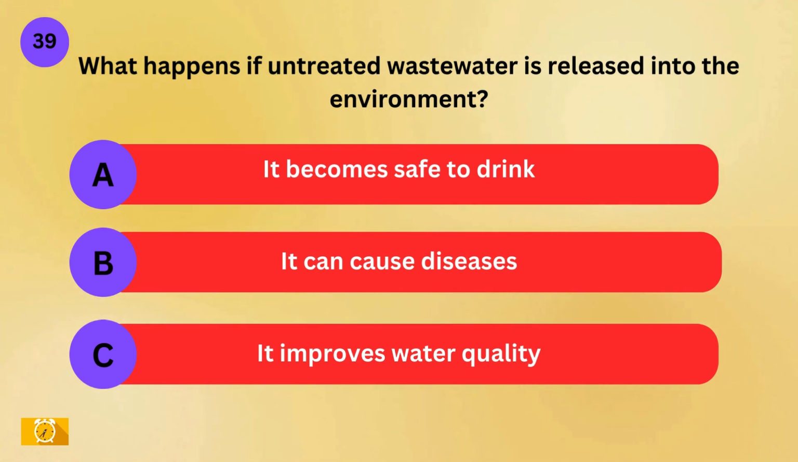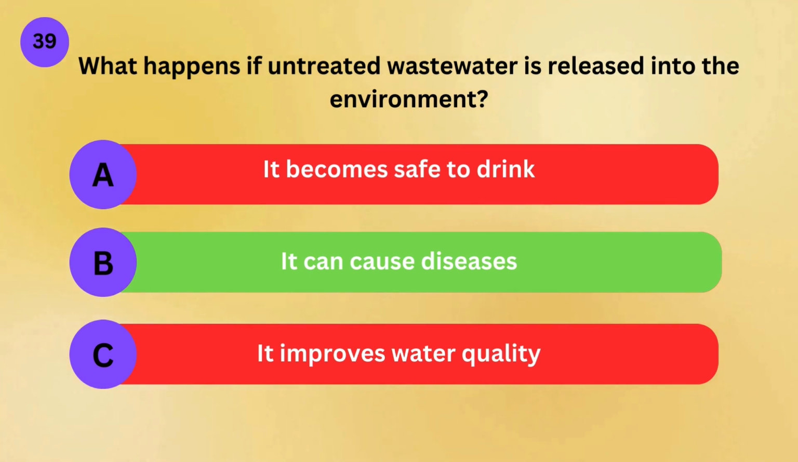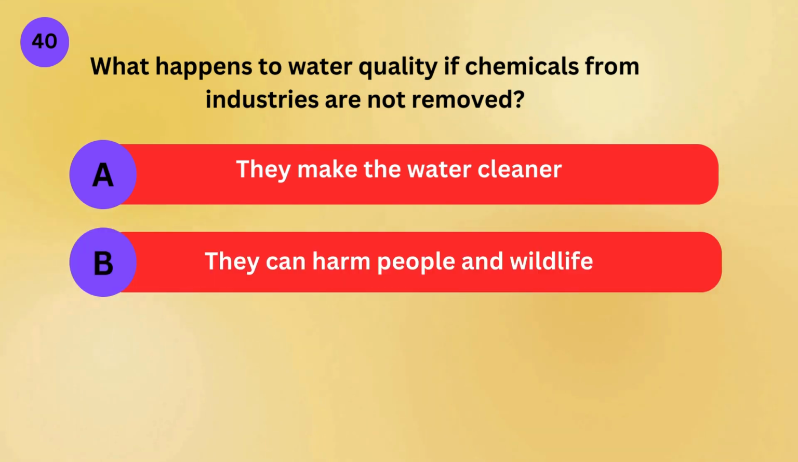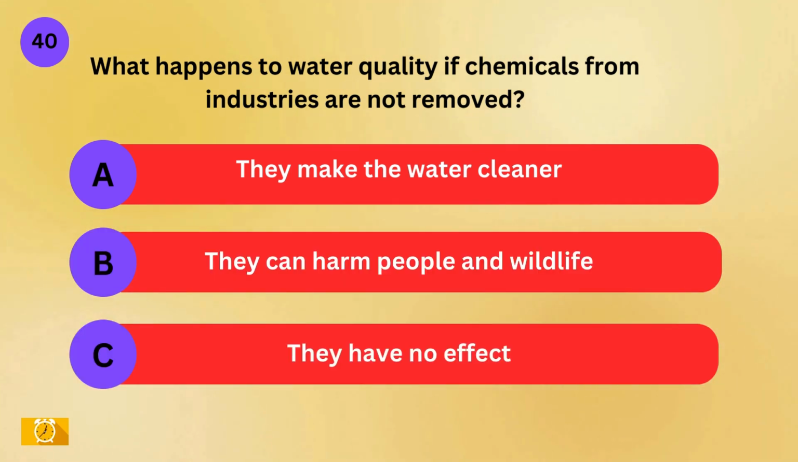What happens to water quality if chemicals from industries are not removed? They make the water cleaner. They can harm people and wildlife. They have no effect.